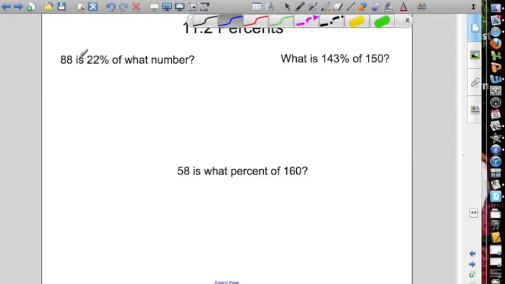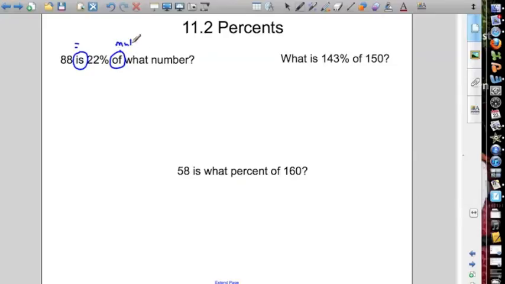Now the approach I like to look at for this is actually to just look at a few key words here. I'm looking at the words is and of. It's kind of ironic. Most people would look at this and think those are the least important words that we have there, but really, in my opinion, those are the ones that tell us what to do as we write our equation. So it says 88 is 22% of what number? When we see that word is, what we're going to think of mathematically is equals. 88 equals 22%. When we see the word of, what we're going to think of is multiply.